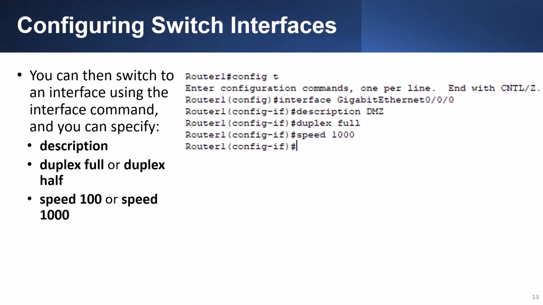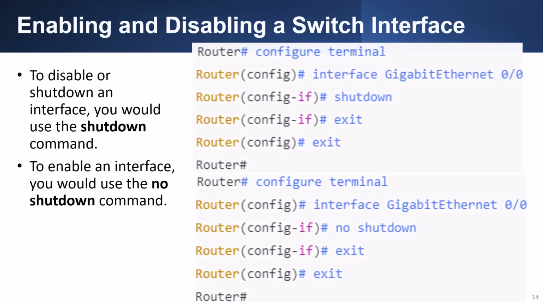You can then switch to an interface using the interface command, and you can specify the description, duplex full or duplex half, and speed 100 or speed 1000. To disable or shut down an interface, you would use the shutdown command. To enable the interface, you would use the no shutdown command.